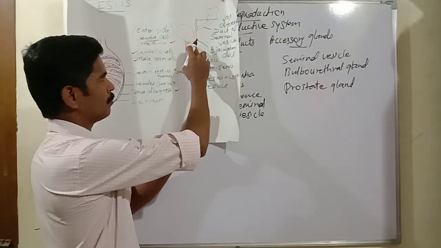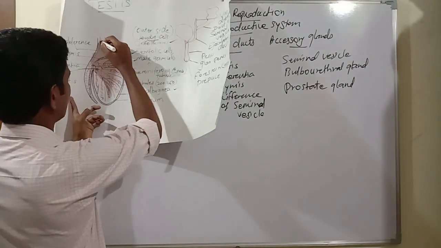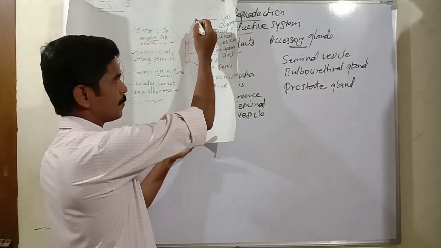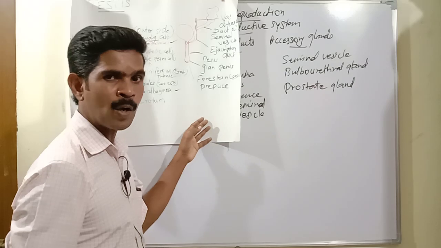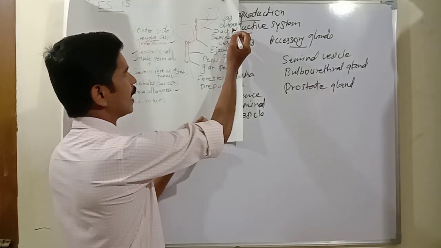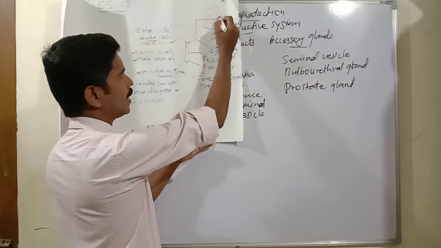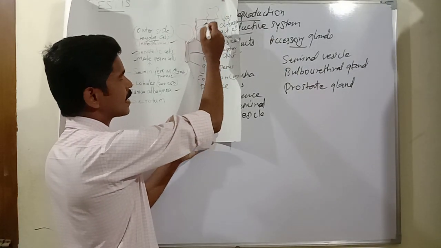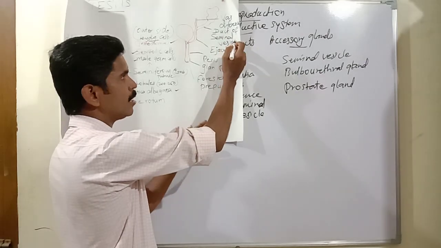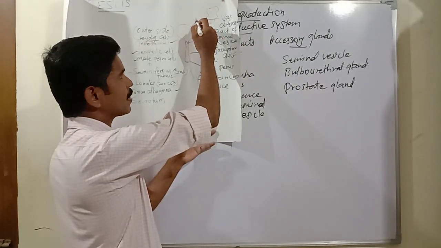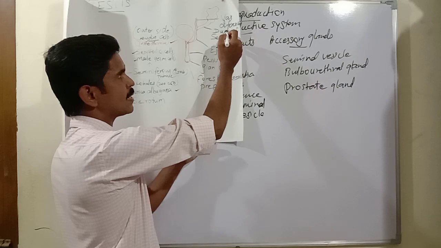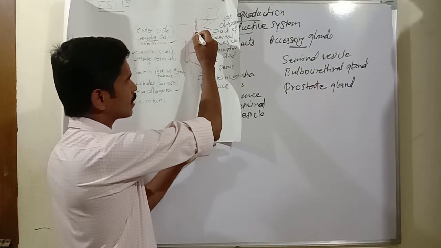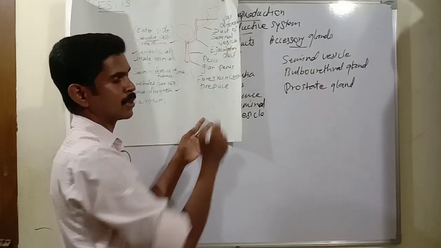Next, come to this diagram. Just imagine this is the vas deferens, continuing. This vas deferens is connected with another duct, the duct of the seminal vesicle. Just imagine it's a seminal vesicle. From the seminal vesicle one duct arises, and that duct is called the duct of the seminal vesicle. The vas deferens joins with this duct of the seminal vesicle and forms a common ejaculatory duct.